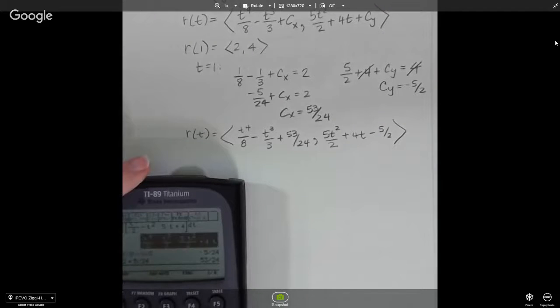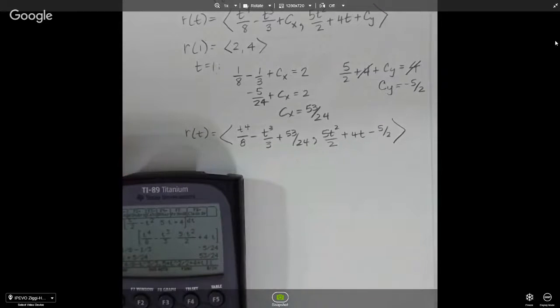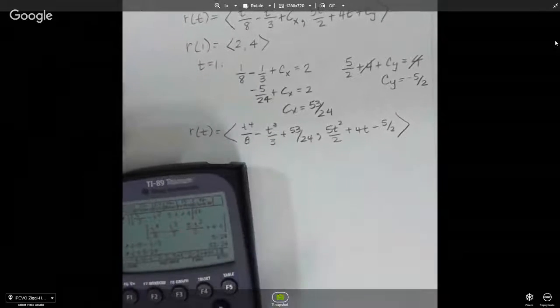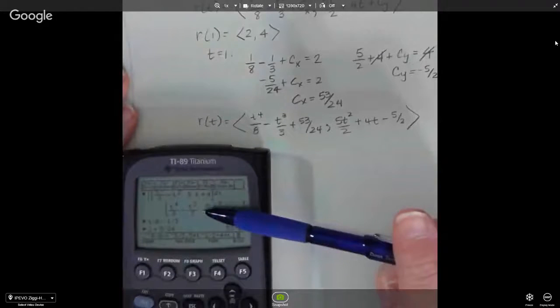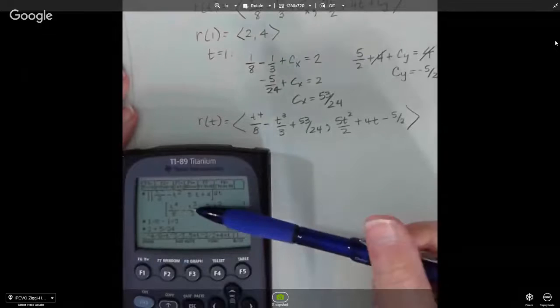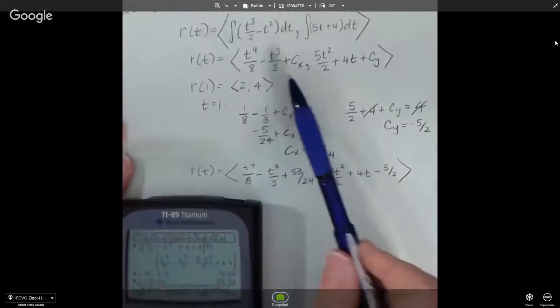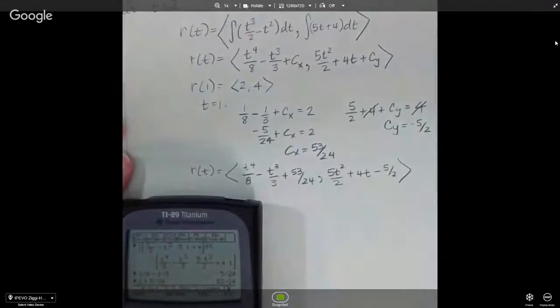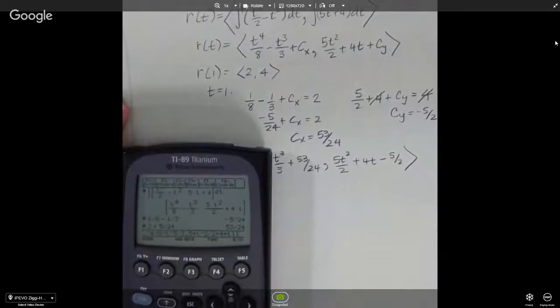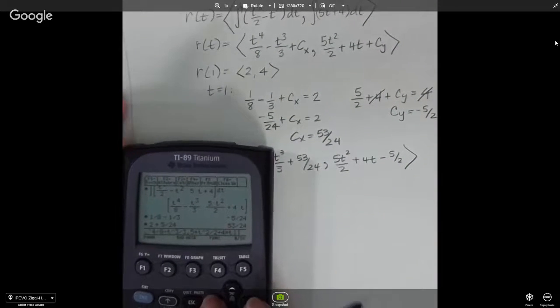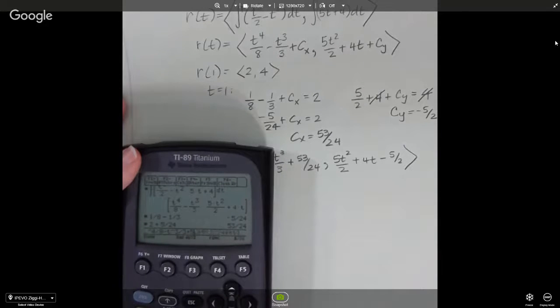So let's grab the vector. You notice, though, when you do the integration on the calculator, it doesn't put the constant of integration in there. We have to be smart enough to know that when we integrate, we have a constant of integration. All right, so I'm going to edit this vector that I had and put my constant of integration in there. So it would be plus 53 divided by 24. Whoops, I don't need that double divide. All right, and then 5t squared over 2 plus 4t minus 5 divided by 2.